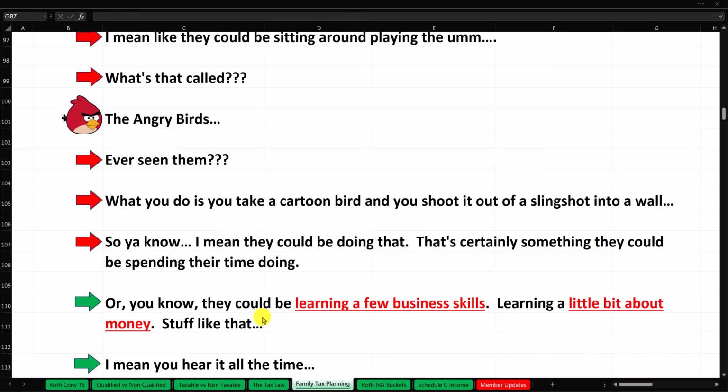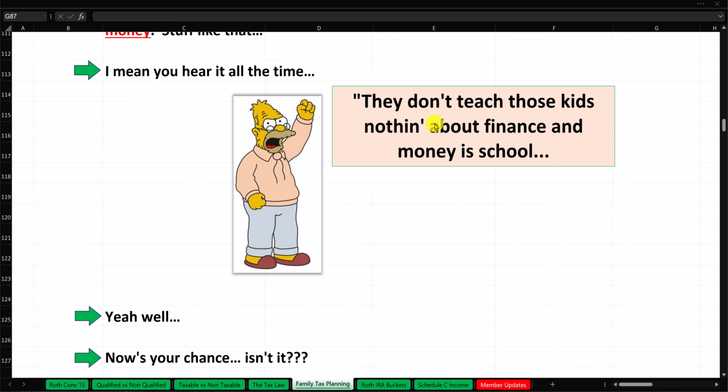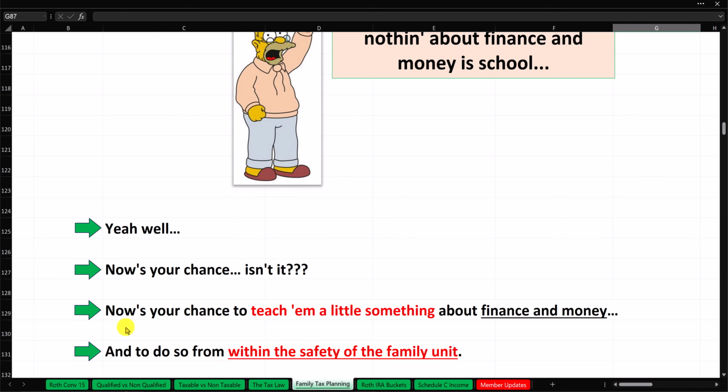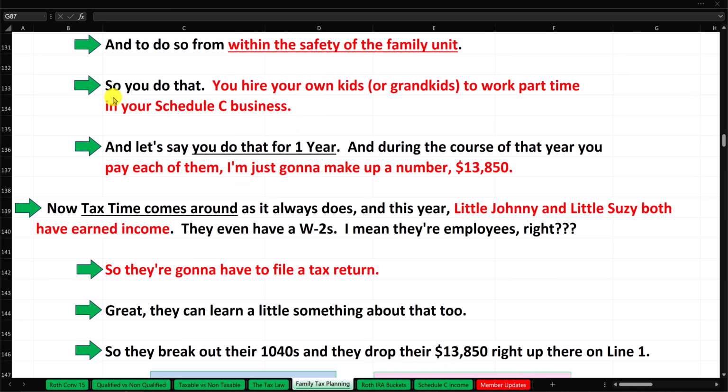Or, they could be learning a few business skills, learning a little bit about money, stuff like that. I mean, you hear it all the time, right? They don't teach those kids nothing about finance and money in school. Yeah, well, now's your chance, isn't it? Now's your chance to teach them a little something about finance and money. And to do so from within the safety of the family unit. Okay, so you do that.